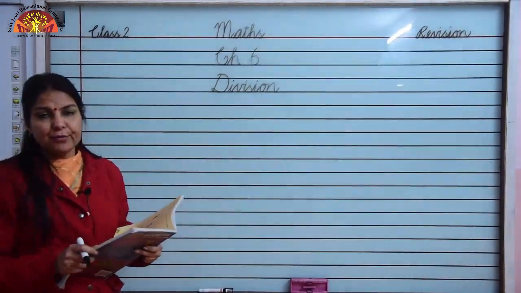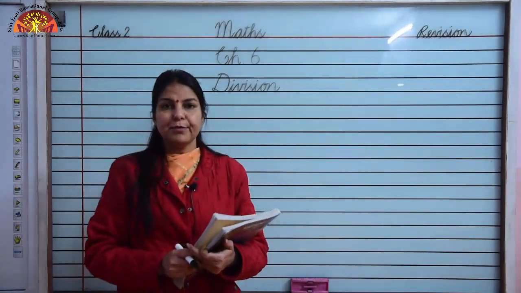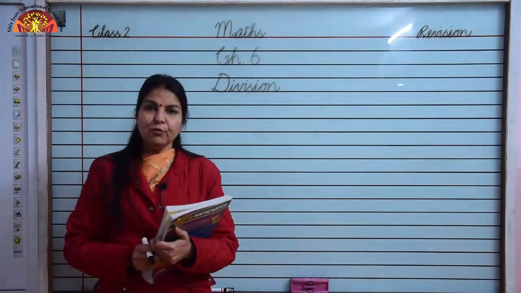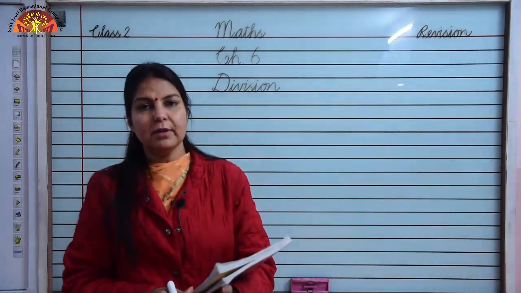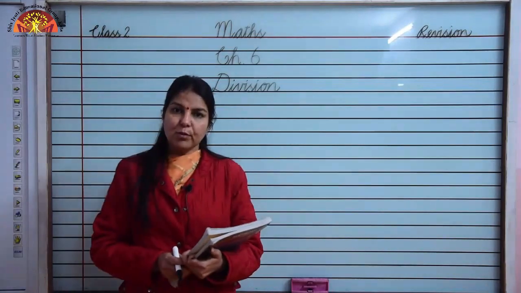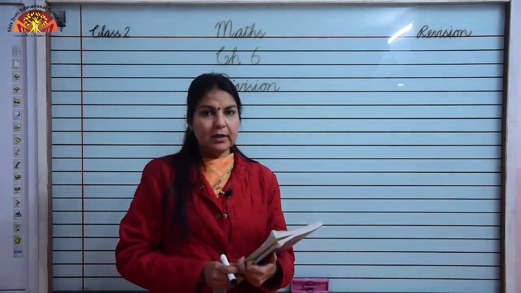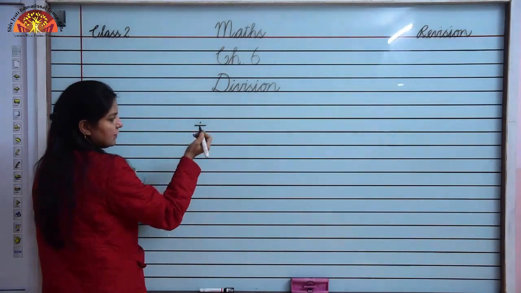So children, before starting revision, as you know what division is, we have already studied this chapter. So division is dividing a number into small equal groups, okay? And this is the sign of division.